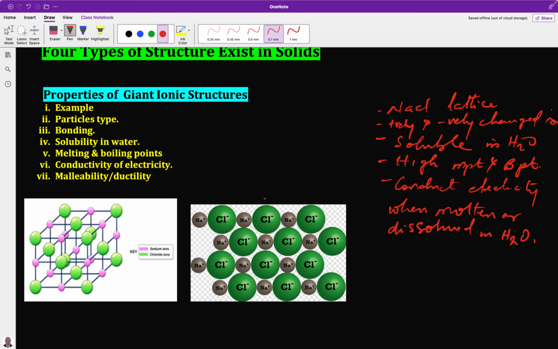Then about malleability and ductility. Sodium chloride lattice structures are not malleable and not ductile, because their ions cannot slide over each other. That is what you can say about this type of structure, the giant ionic structure. Our example was sodium chloride.